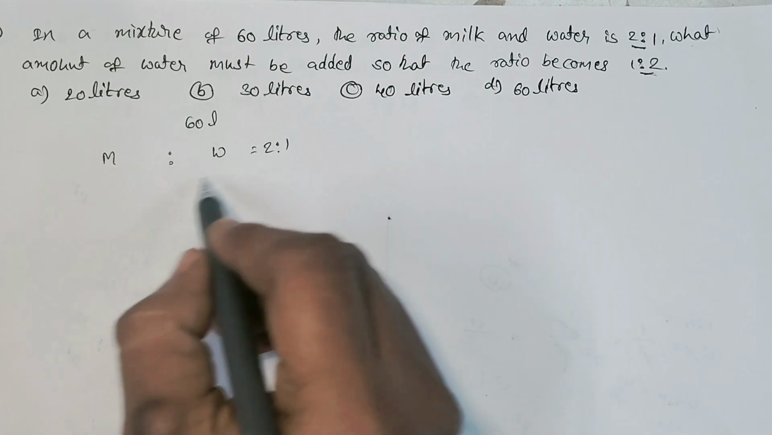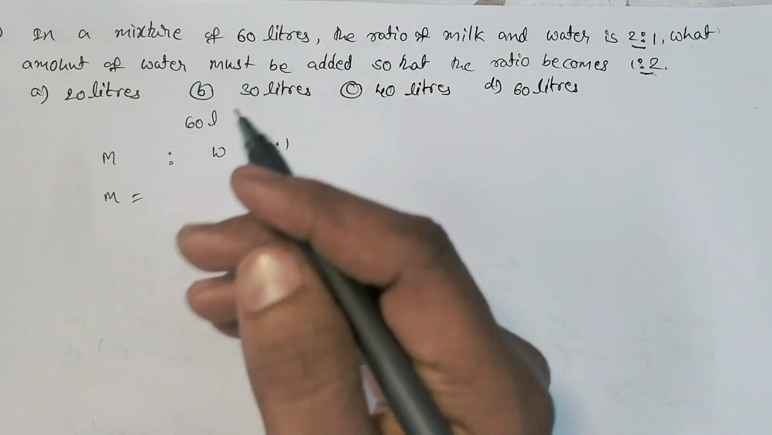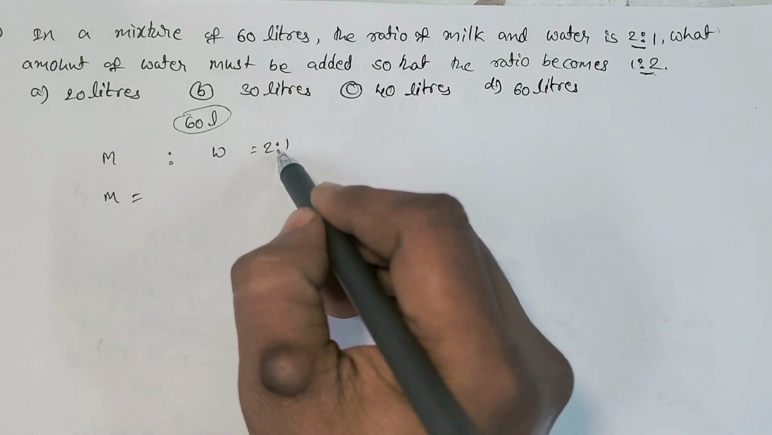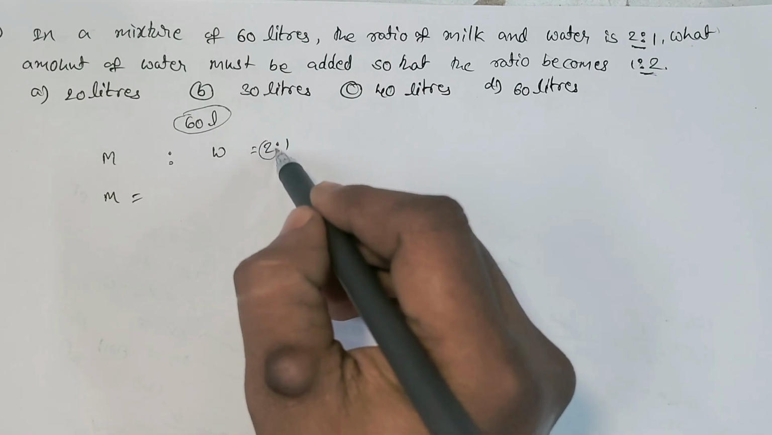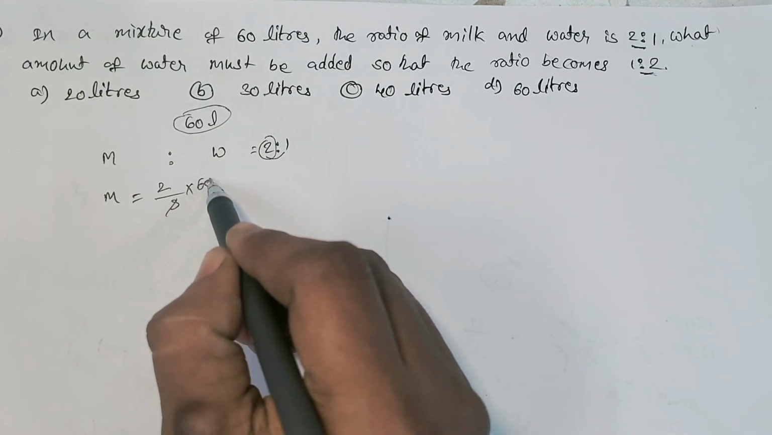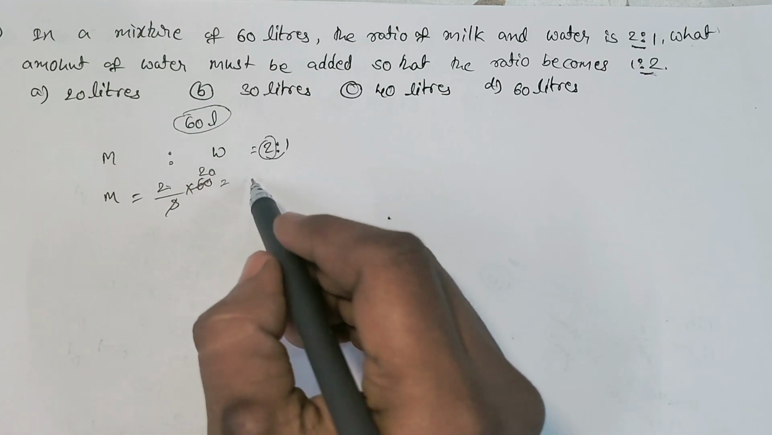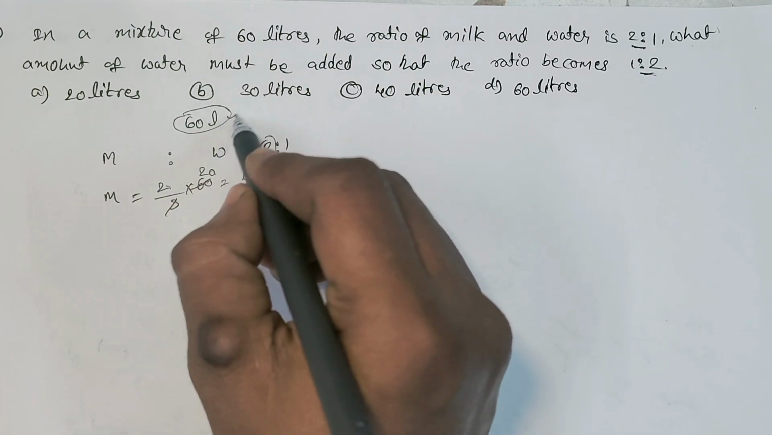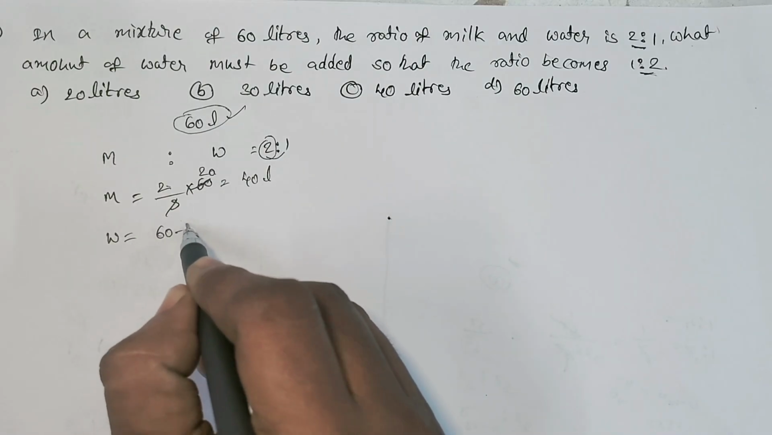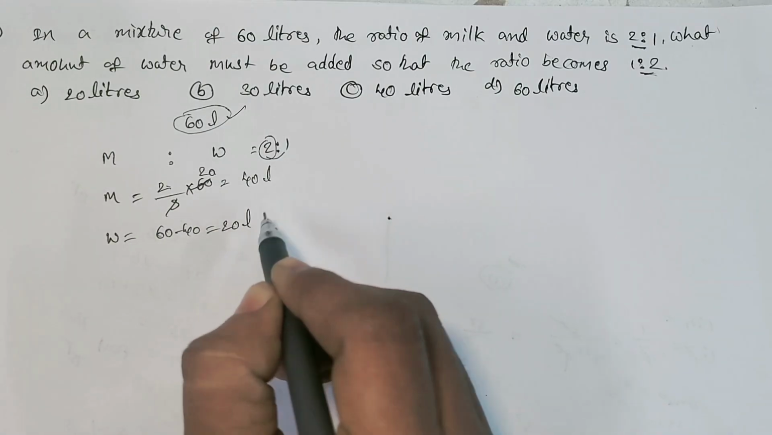So how many liters of milk are there in this 60 liters of mixture? In this ratio, the number which represents the milk is 2. So 2 by the sum of the ratio terms, 3, into 60. 3 twenties are 60, so 2 twenties, that is 40 liters. That means out of 60 liters of mixture, 40 liters is milk. Then the remaining, 60 minus 40, that is 20 liters of water is there.